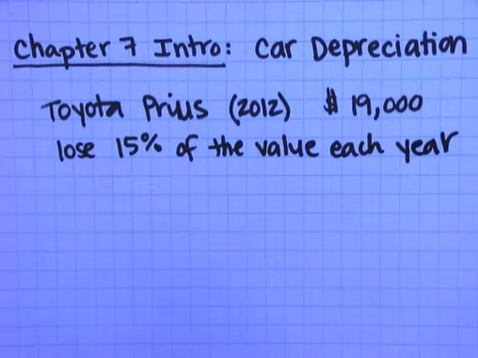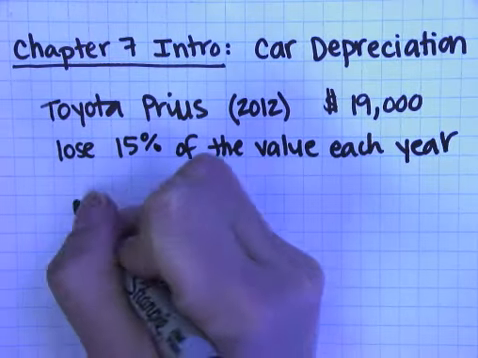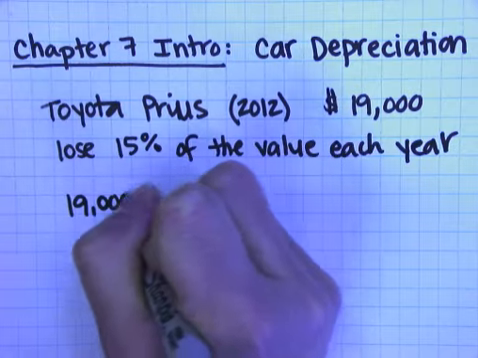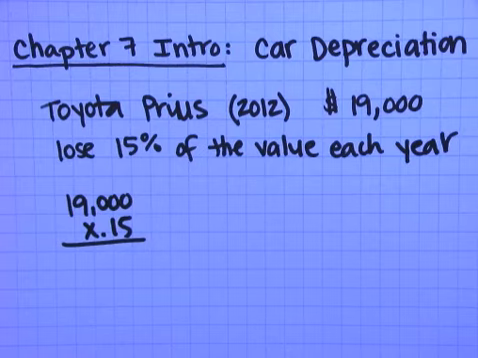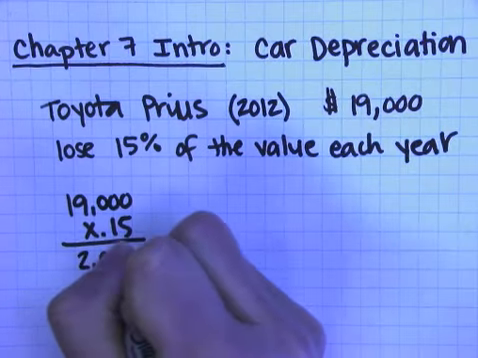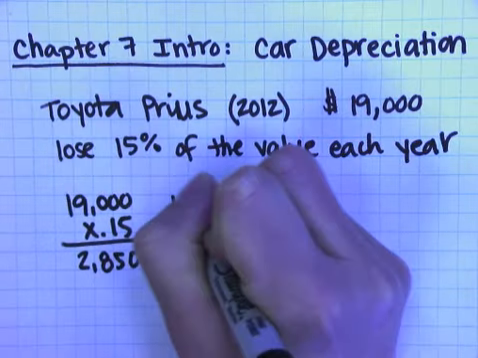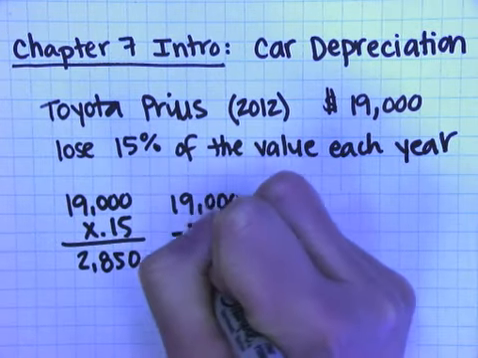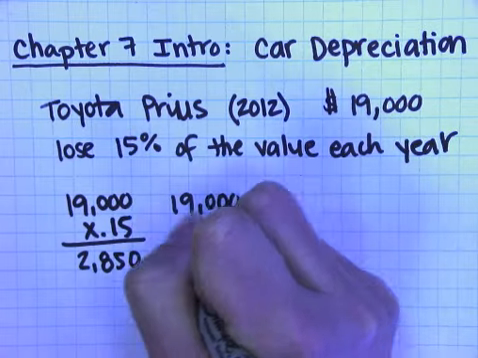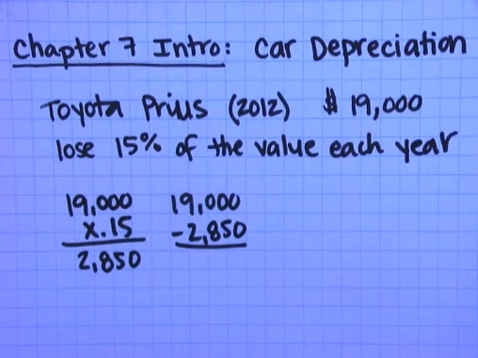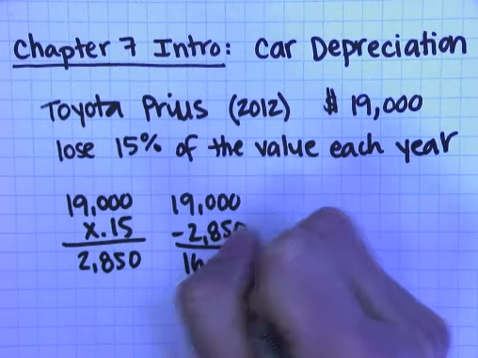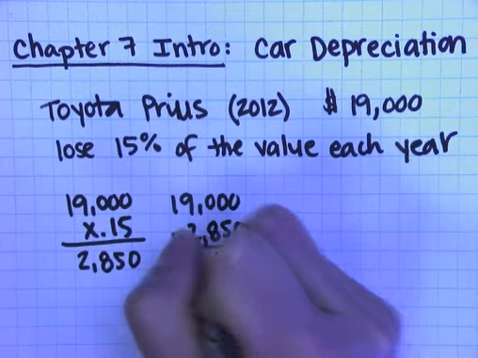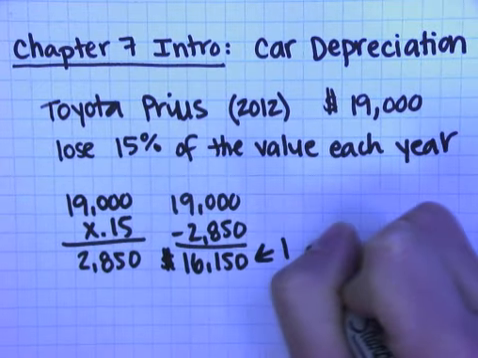Now in class we saw two different ways to calculate this. I could take 19 grand and multiply it by 0.15, in which case I would get $2,850. And then I could take my 19 grand and subtract the amount that I'm losing, that 15%. And I would come up with a new price of $16,150. This would be my price after 1 year.